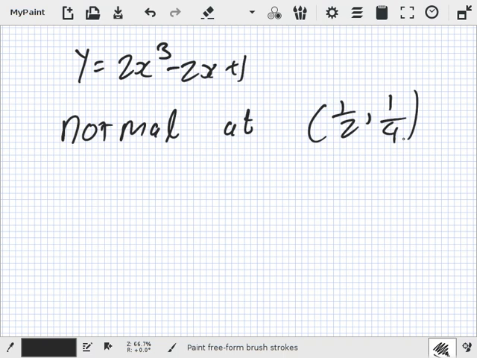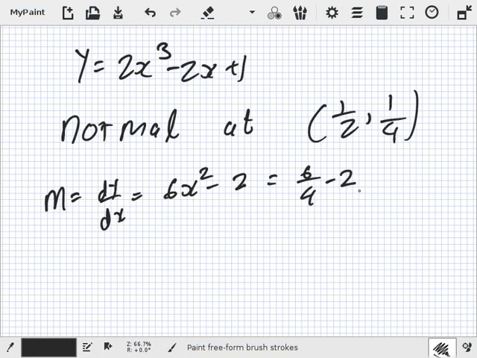Okay, I see a couple of people finished. Let's see if we can get this together. So the m for the tangent is equal to 6x squared minus 2. But then the x here is a half, so that's 6 over 4 minus 2, which is minus a half, thank you. So then what does that make the m for the normal? That's for the tangent, but for the normal? It's 2, very good.